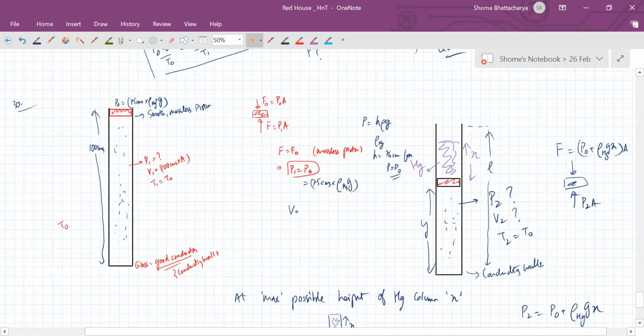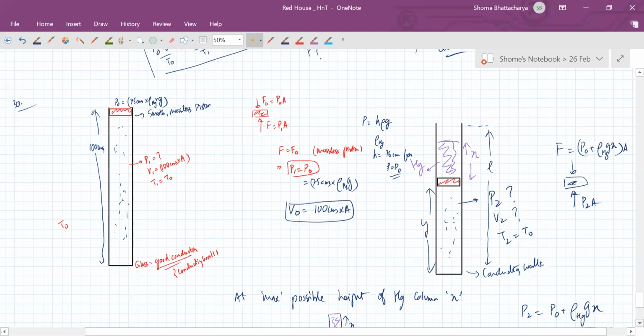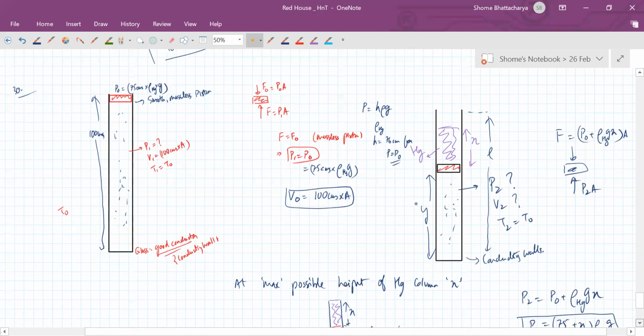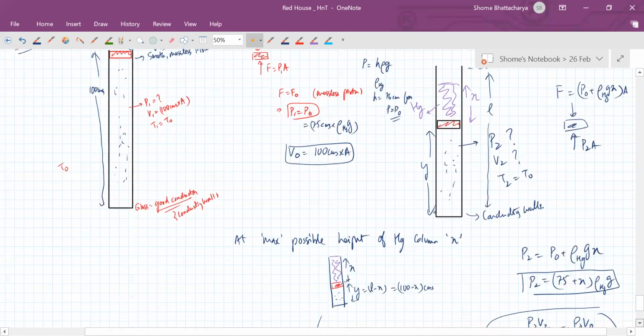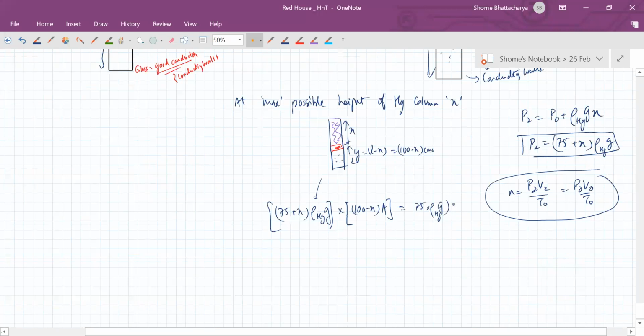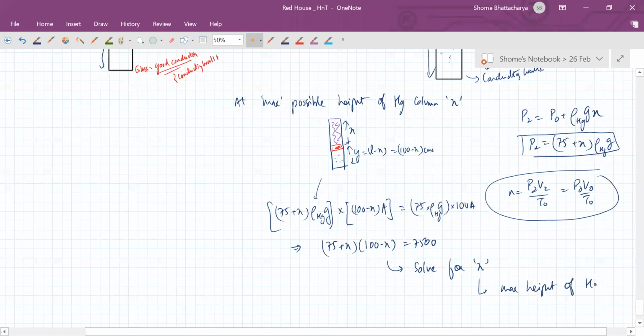Okay. And the initial volume was 100 centimeters into area. So this should be equal to 75 into density of mercury into G into 100 A. So this will give us the relation: 75 plus X into 100 minus X should become 7500. Now solve this for X. So this will give you the maximum height of the mercury column above the piston.